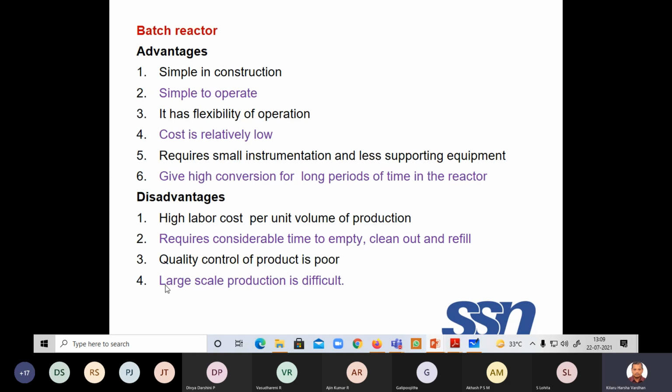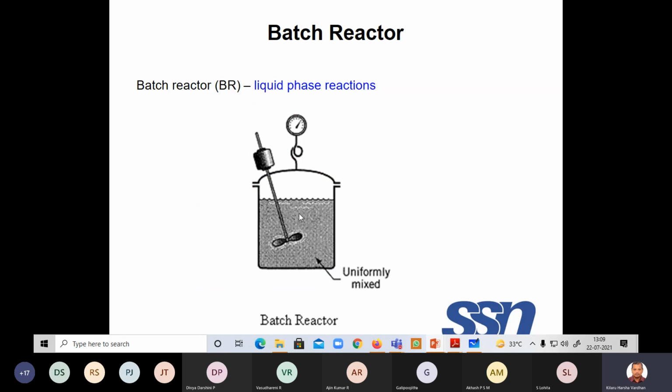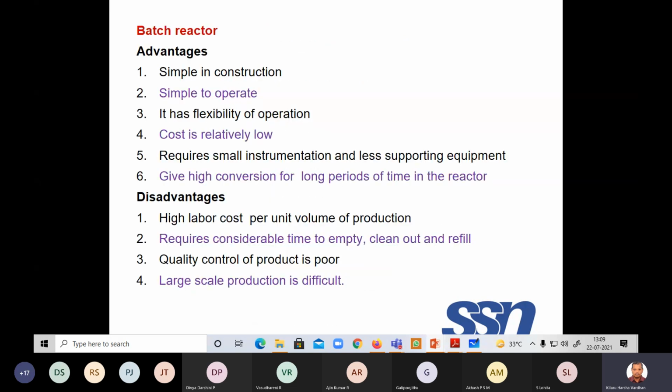The fourth one is that large scale production is difficult because it's a batch process. Once the batch is over, then another batch will be done. So if you want large scale production, you require continuous reactors. So these are some of the advantages and disadvantages of the batch reactor.